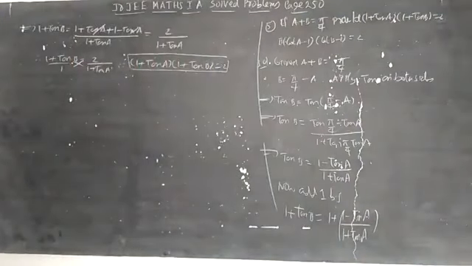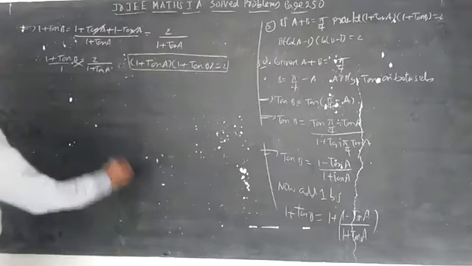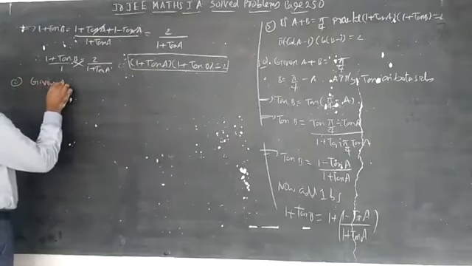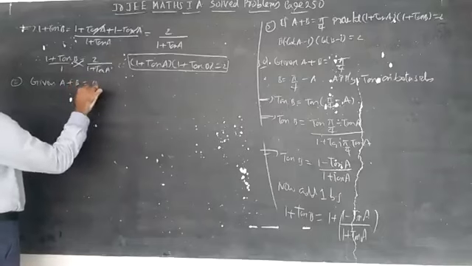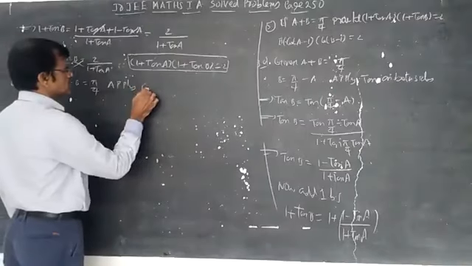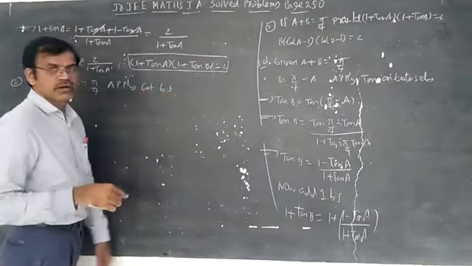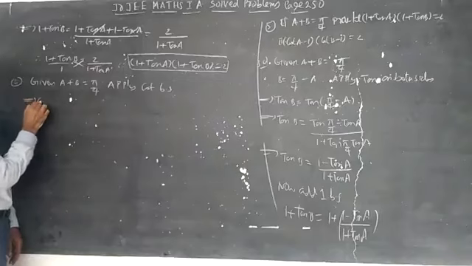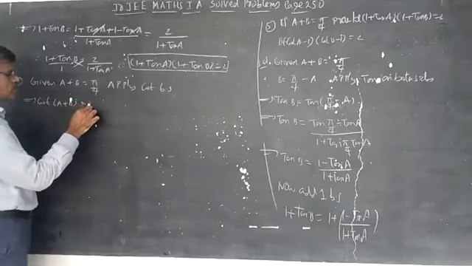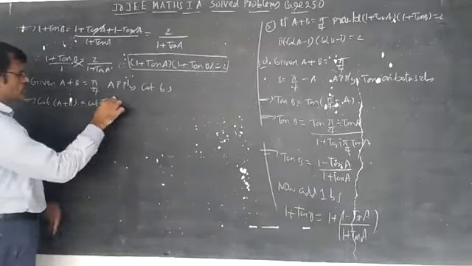Now, next, second question. If a plus b is equal to pi by 4, then show that cot a minus 1 into cot b minus 1 is equal to 2. Second one, given a plus b is equal to pi by 4. Now you write, apply cot both sides. That implies cot of a plus b is equal to cot pi by 4.